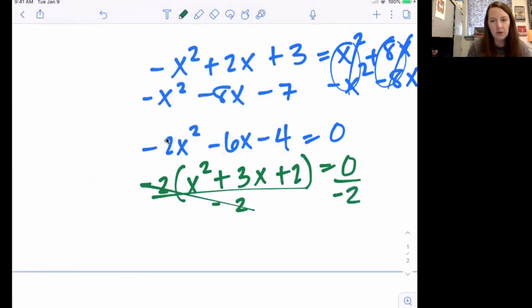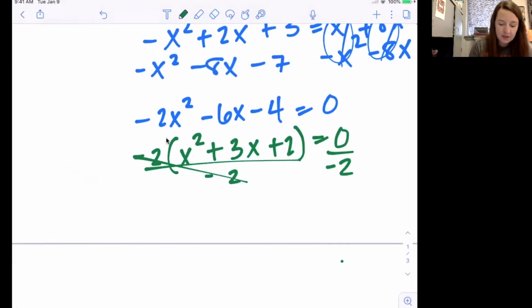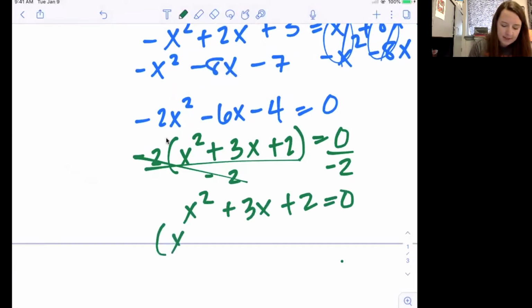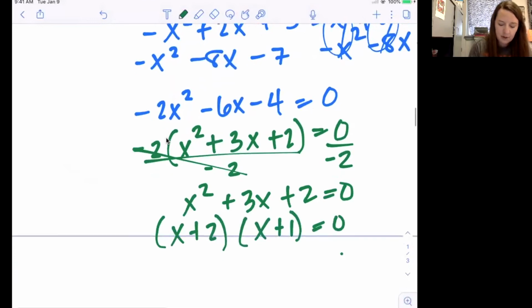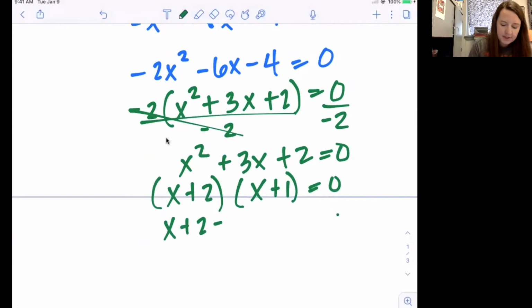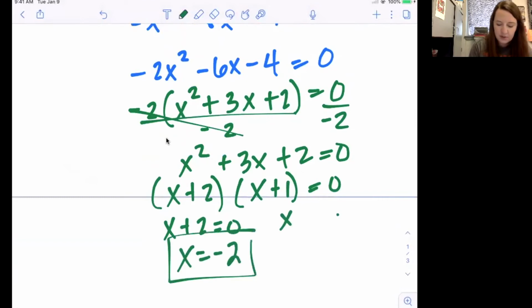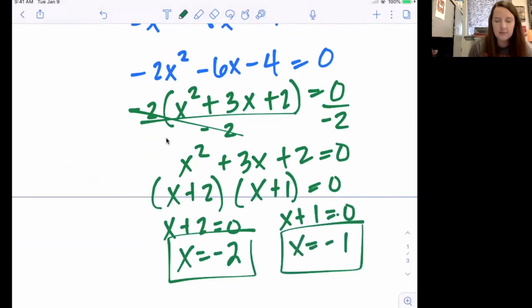It's just going to make it a little bit prettier to work with, because when we divide by 0, or 0 divided by anything is 0. So I still have x squared plus 3x plus 2 over here. And then I can factor this as x plus 2, x plus 1 equals 0. So when we set each of our factors equal to 0, we find out that x equals negative 2 is a possible solution, and x equals negative 1 is a possible solution.